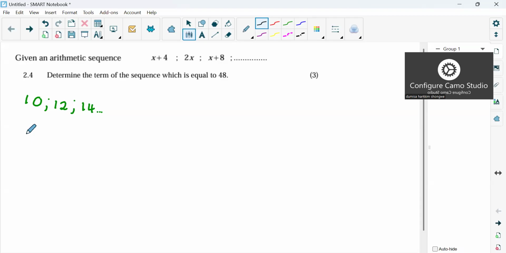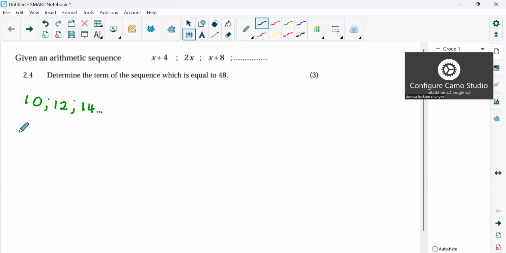Hi guys, welcome to another lesson of the Daily Dose of Mathematics. Today we are doing 2.4 of the June 2026 Limpopo question paper. Now Siya, what is our question for today? Determine the term of the sequence which is equal to 48.